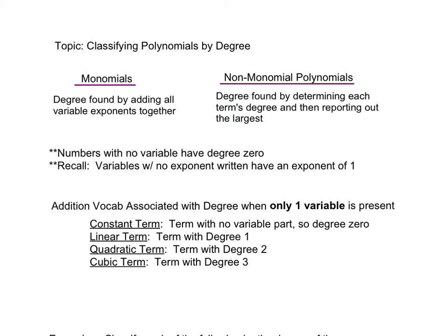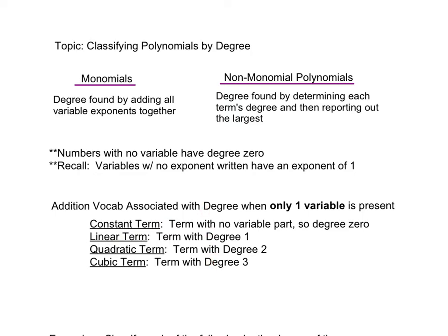And we have some special names if only one variable is present. If we have just an x term or just a y term, essentially a variable with degree 1, we call that our linear term. Degree 2 is our quadratic term, and degree 3 is our cubic term. If there is no variable part, if it's just a number, we call it our constant term. You've probably heard me use that term before.